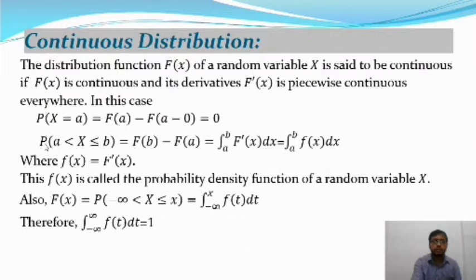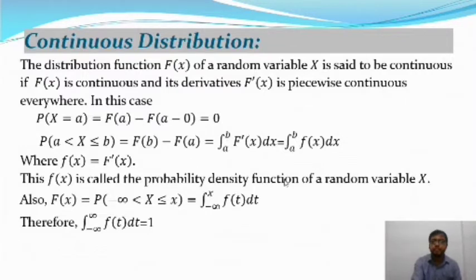Therefore, the probability of a < X ≤ b, by the definition of the distribution function, is equal to F(b) minus F(a). So F(b) minus F(a) in a continuous case is equal to the integration over a to b of F'(x) dx, and F'(x) is equal to small f(x). So this is the integration over a to b of f(x) dx, where f(x) is equal to F'(x). This small f(x) is called the probability density function of the random variable capital X.